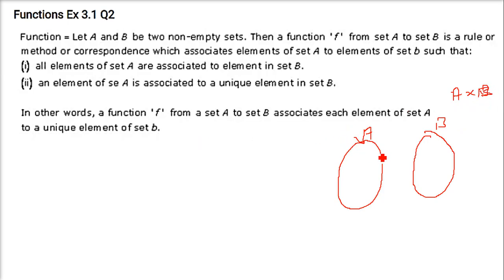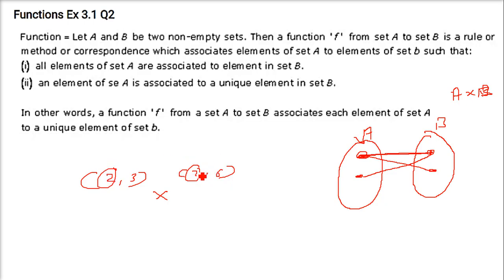So the main thing is that only one element of A will be associated with one element of B. You can have two elements of A associated with one element of B, but you cannot have one element of A associated to this also and associated to this also. So if you find, say, (2, 3) and (2, 6) in any function, this is not a function. Why? Because the first member of the ordered pair is repeated, which is not possible. You cannot have a single value having different images. This is the only mapping or correspondence.